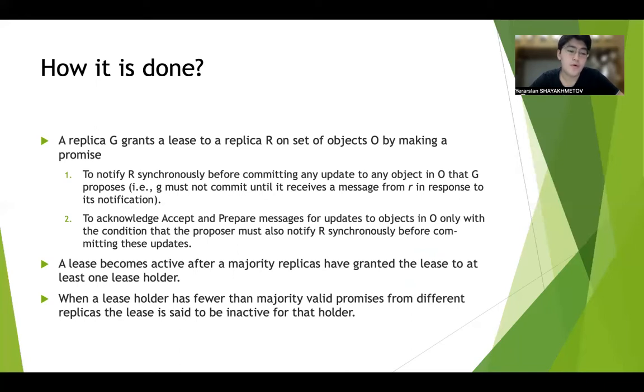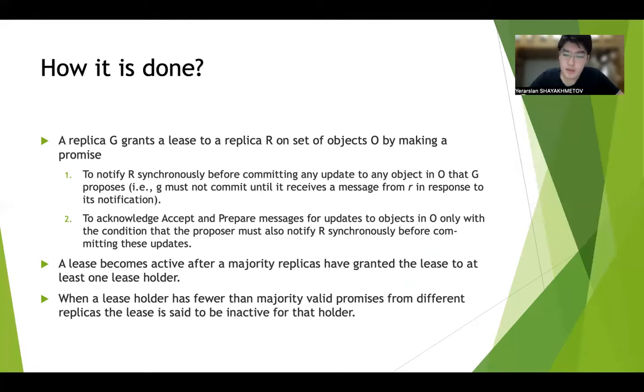Another rule for quorum leases is that the lease becomes active only after a majority of replicas have granted the lease to at least one holder. We know that at some point the promises may be revoked, and when a leaseholder has fewer than a majority of valid promises from different replicas, the lease is said to be inactive for that holder, which means that this node cannot serve read requests anymore, to make sure that everything is consistent.